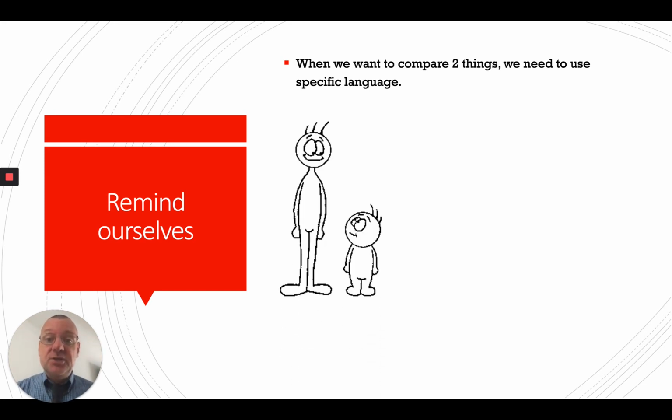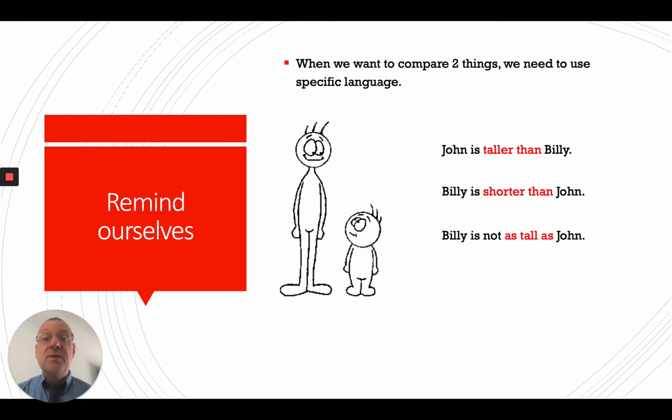Have a look at this picture. So what can we say about this picture? Well, John is taller than Billy. As you can see, John is on the left. Or we can say Billy is shorter than John. The same thing. Some of you might even know the structure Billy is not as tall as John. But in any case, we're using specific language to make comparisons, to compare two things.